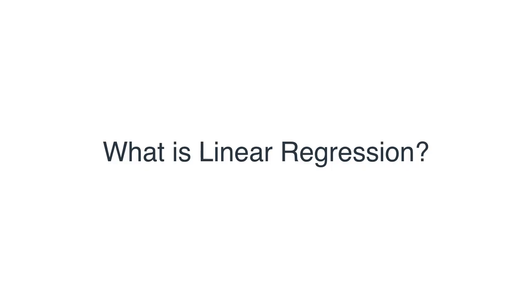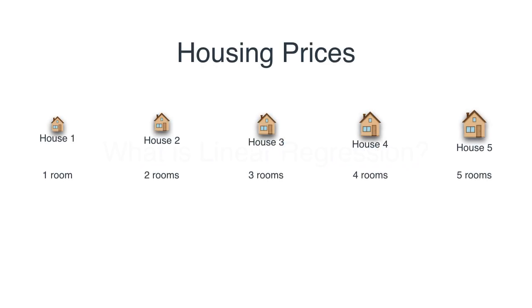So first off, what is linear regression? I like to look at linear regression by looking at this example, housing prices. So let's say that there are 5 houses, house 1, 2, 3, 4, and 5, and house 1 has 1 room, house 2 has 2 rooms, all the way to house 5 that has 5 rooms. And we own house 3, and we want to put it in the market for sale, but we don't know what the price would be. So we want to find a good estimate.